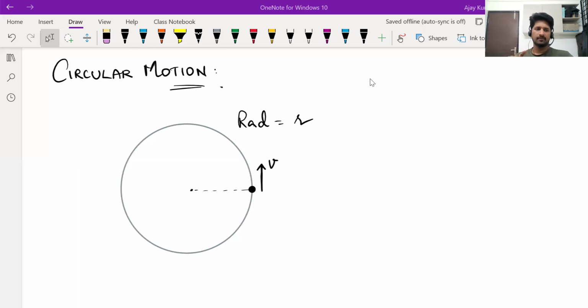While moving in a circle, the particle's speed may or may not change, but direction must change. At one moment, it will be moving this way. At another moment, it will be moving some other way. Direction change is compulsory. That means acceleration is compulsory for circular motion. And when I say circular motion, don't fix in your mind that it should be a complete circle. In fact, I should say motion in a curved path.